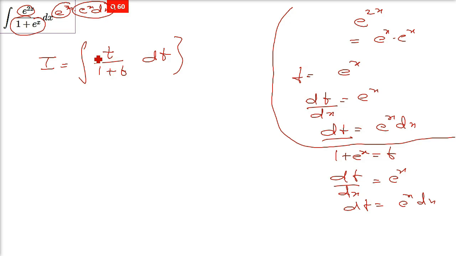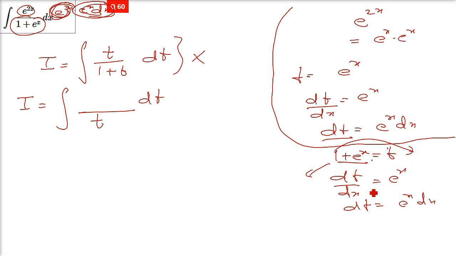But here t by 1 plus t in the denominator will be difficult to handle. And in order to make it much easier for integration, the right way is e^x dx, this is dt. Now e^x divided by 1 plus e^x. 1 plus e^x is t, so it is in the denominator. E^x from here: 1 plus e^x equals t, so e^x will be equal to t minus 1. So this is (t minus 1) divided by t.